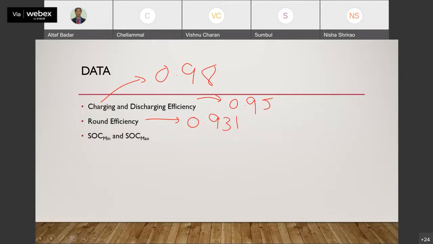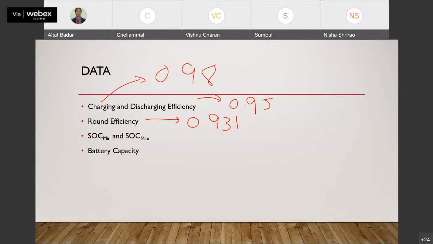Now, I did talk about this also, but it went over, so you probably forgot. SOC min and SOC max. What is the limit of the battery? What is the minimum limit? What is the maximum limit? SOC min we will take as 0.2 and SOC max we will take as 0.9. So it will discharge down to 20% of the maximum capacity, and it will charge up to 90% of the maximum capacity.